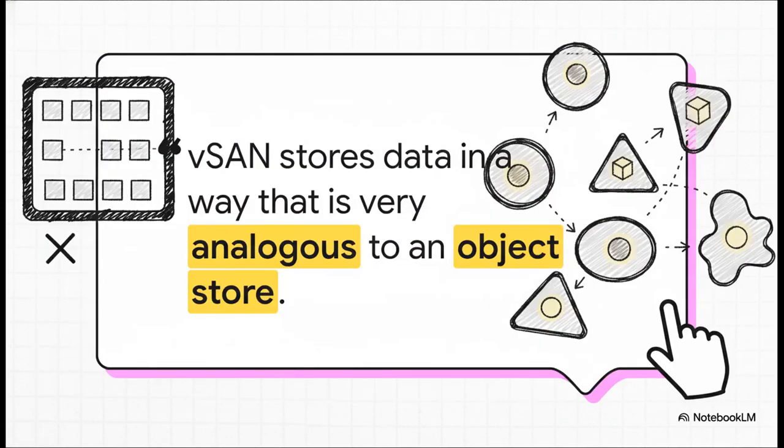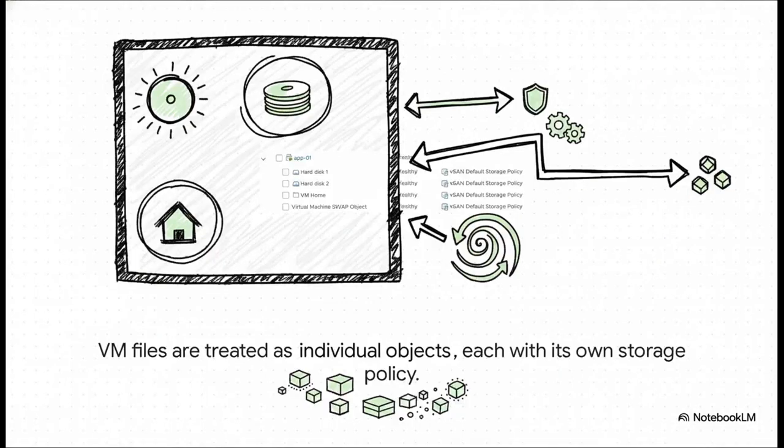Okay, but here's where it gets really interesting. It's all about how vSAN handles the data itself. So instead of the old school way of carving up storage into these rigid things called LUNs or volumes, vSAN treats everything as a much more flexible object. And that might sound like a small change, but trust me, that little shift in thinking is what unlocks so much of its power.